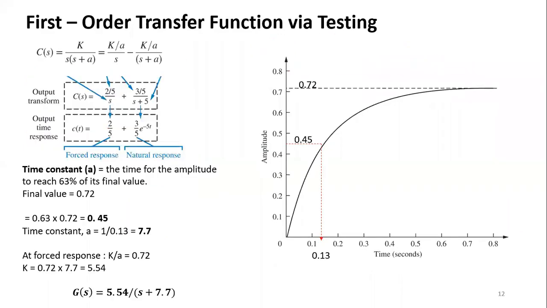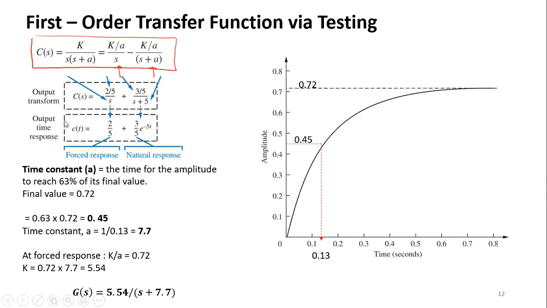How? This is what we're going to cover here. In a general form of a first order system, C(s) equals K over s plus a, which if you separate it, is K over a minus K over a, over s plus a. So in this form, the output transform is actually a constant over s plus another constant over s plus 5.